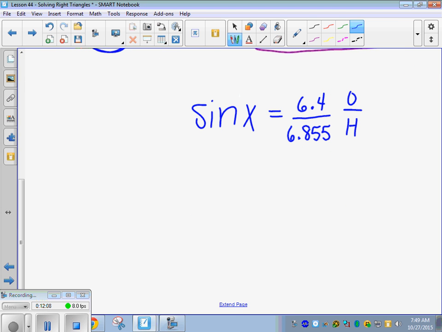So we learned this last week, and if you were gone, you should definitely watch the video. So what should I do to now get the x by itself? I want to solve for the angle, so I want to find the x. Anybody remember? Sam?